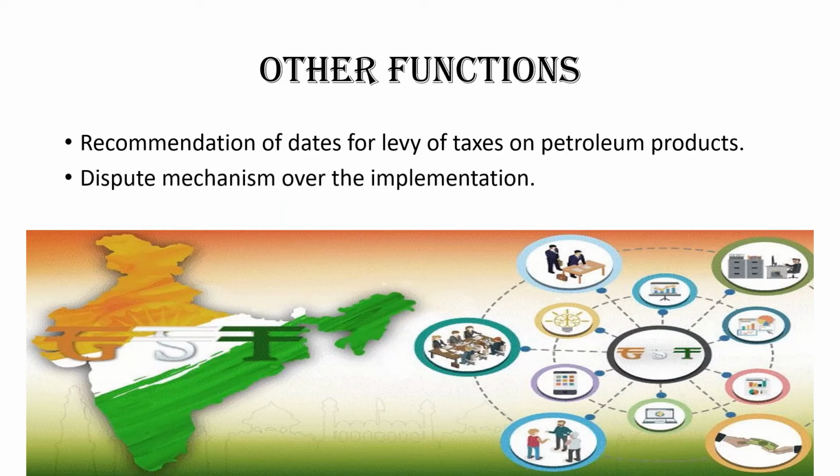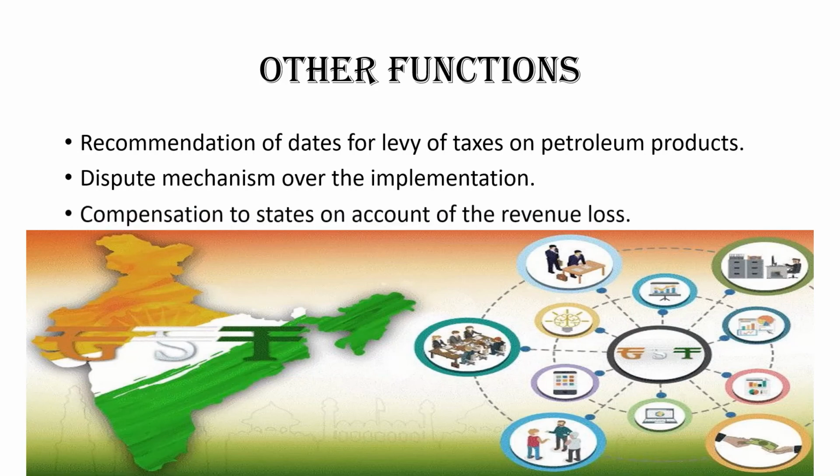When there is a dispute with respect to its recommendations or their implementation, the Council shall establish a mechanism to adjudicate upon the dispute. The Council has to recommend the compensation to the states for the loss of revenue arising on account of introduction of GST for a period of 5 years. Based on this recommendation, the Parliament determines the compensation. Accordingly, the Parliament enacted the law in 2017.